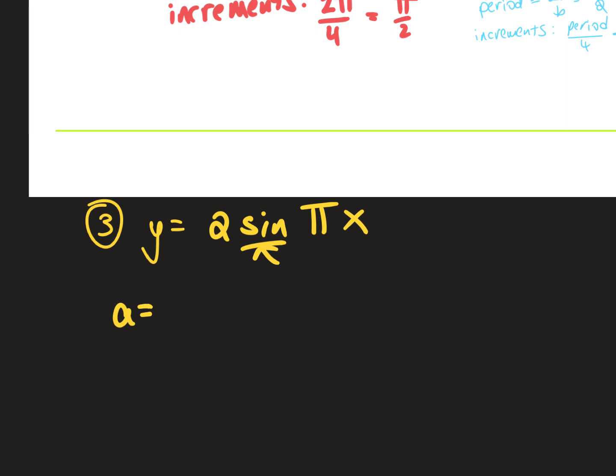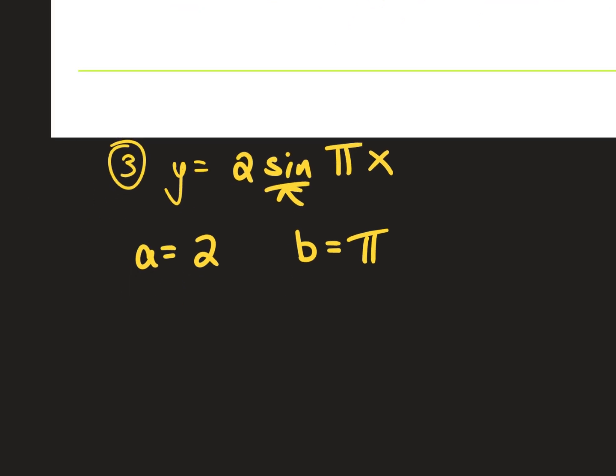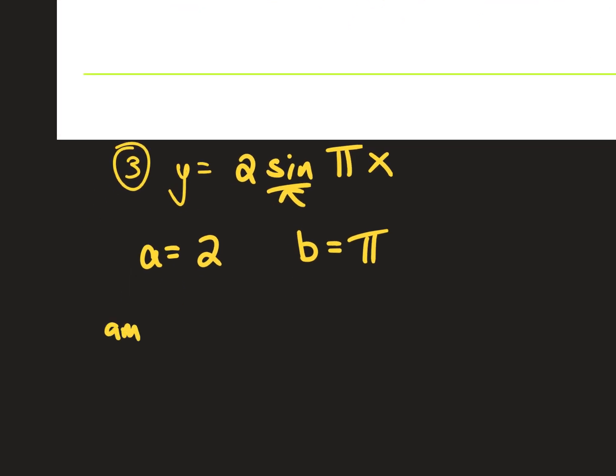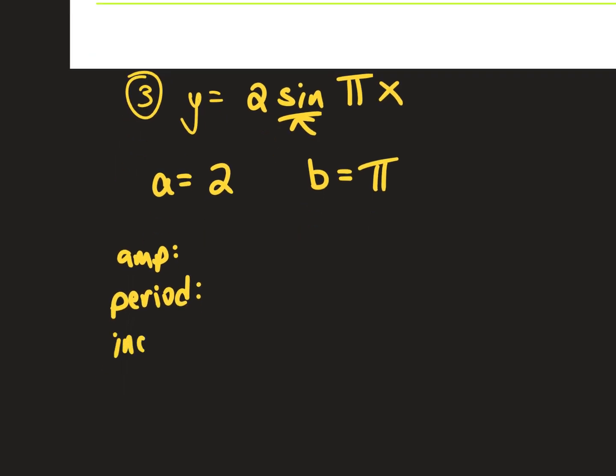Remind yourself, what is your a value? What's the number in front of the trig function? 2. What is your b value? What's the number in front of x? Pi. Is pi a number? Yeah, 3.1415, whatever. It's fine. That's your number you're going to deal with. So let's talk about the 3 things we're going to find: our amplitude, the time period, and our increments.